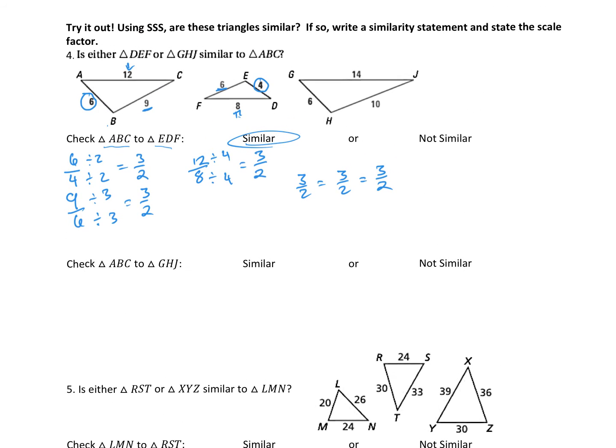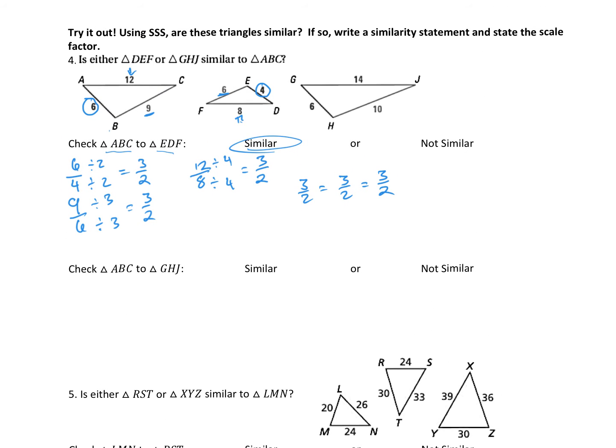Let's check with GHJ. So the last one. Here I'm going to erase this part a little bit. I want to match this side with this side. So 6 over 6 is a 1 over 1, okay? Let's try my 9. Oh, and my 10. 9 and 10 can't reduce, but they are not equal because 1 over 1 does not equal 9 over 10. So these are not similar.